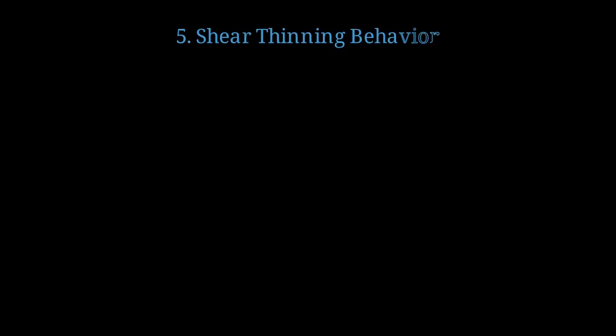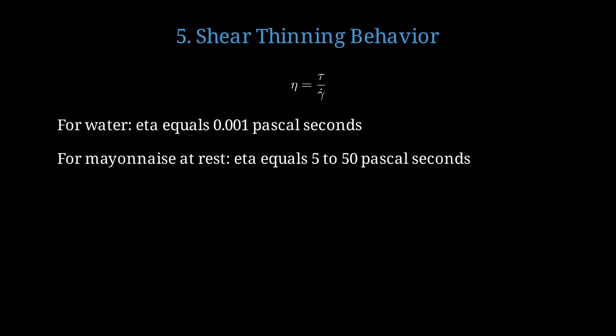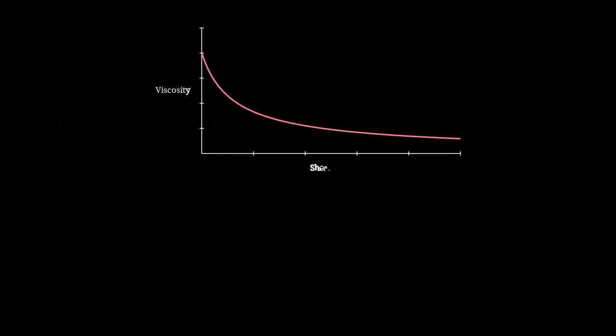Mayonnaise exhibits another fascinating property called shear thinning, or pseudoplasticity. Viscosity eta equals shear stress divided by shear rate. This measures resistance to flow. For comparison, water has a viscosity of about 0.001 pascal seconds at room temperature. Mayonnaise at rest has a viscosity of 5 to 50 pascal seconds, making it 5,000 to 50,000 times more viscous than water. This graph shows shear thinning.